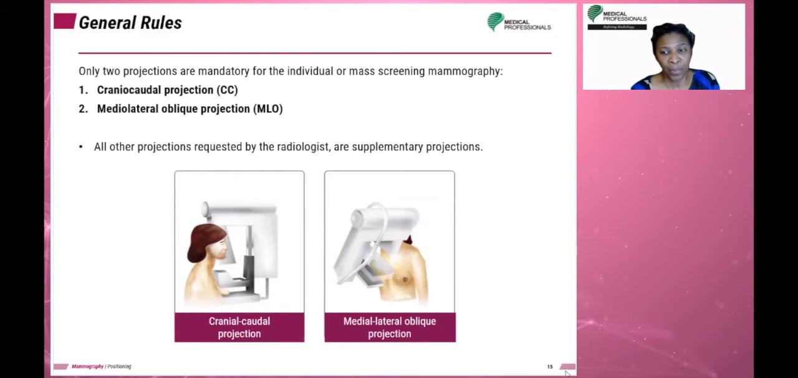But you need to remember what is important for each projection. For example, the CC is going to demonstrate the medial breast tissue, and it's the only view where the medial breast tissue is going to be demonstrated without distortion. It is demonstrated on the MLO, but it's an oblique, so that area, the medial and central breast tissue, will be distorted on the MLO projection. So we need to make sure we get the medial projection on our CC.